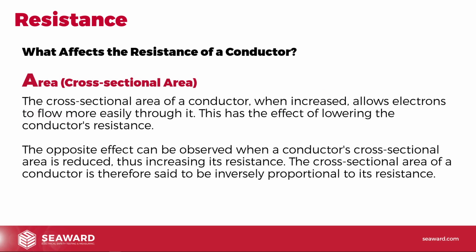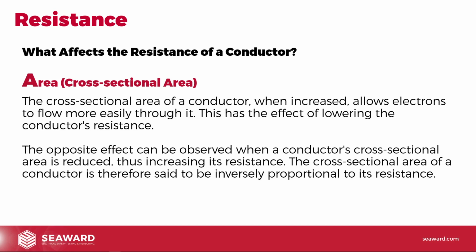So again, the next property we're going to look at here, the A in MULT, is for area, or in our case, cross-sectional area, the area of the cross-section of the conductor. When the cross-sectional area of a conductor is increased, so when we make the cable fatter, for want of a better term, it allows electrons to flow more easily through it. Think of a big pipe: we make it bigger, more of those electrons can flow through.